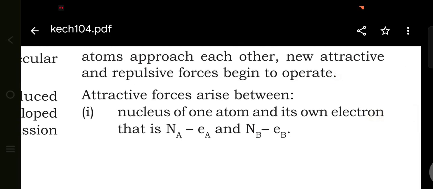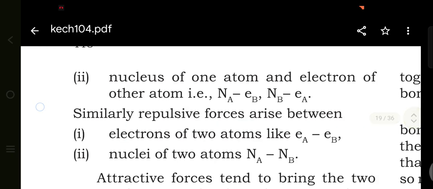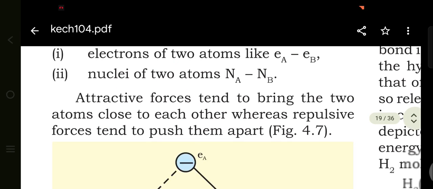Attractive forces arise between first, the nucleus of one atom and its own electron, that is Na-Ea and Nb-Eb. Second, the nucleus of one atom and the electron of the other atom, that is Na-Eb and Nb-Ea. Similarly, repulsive forces arise between the electrons of the two atoms and between the nuclei of the two atoms. Attractive forces tend to bring the two atoms close to each other, whereas repulsive forces tend to push them apart.